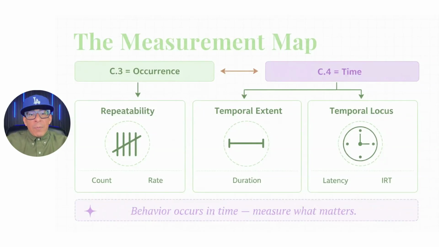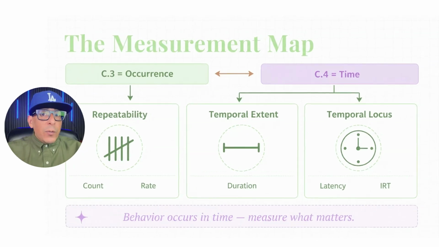If behavior happens once, often, for a long time, after a delay, or too close together, your measurement choice changes. Let's sort it out. For C3 and C4, think of behavior as something that happens across time. The text explains that behavior has three-dimensional qualities: repeatability, temporal extent, and temporal locus.